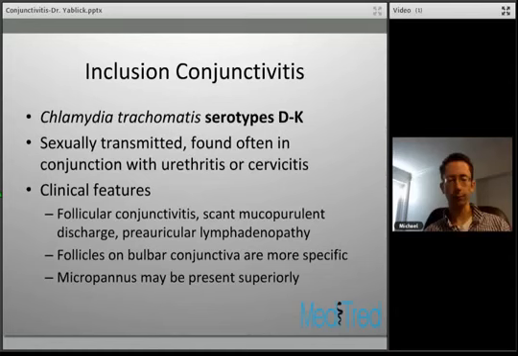Treatment options for inclusion conjunctivitis can include azithromycin, 1 gram as a single dose, or you can use doxycycline, tetracycline, or erythromycin for 7 days. You can have spontaneous resolution of inclusion conjunctivitis, but this often takes a long time, and it can be as much as 6 to 18 months. And so it's important to treat these patients. As with hyperacute conjunctivitis, you want to identify and treat any of their sexual contacts as well.